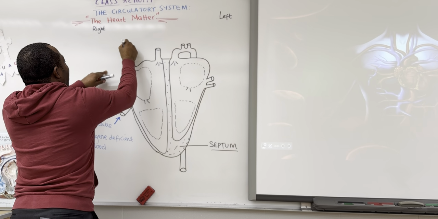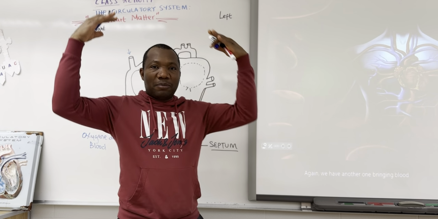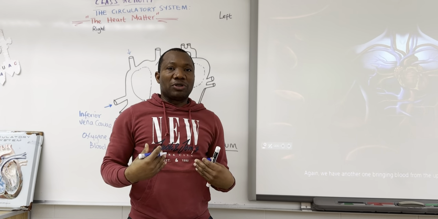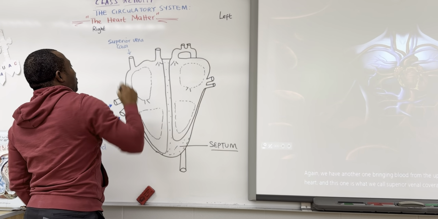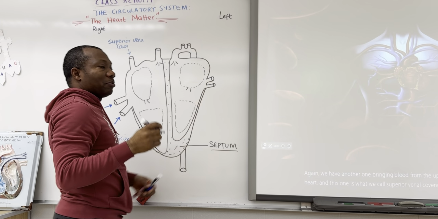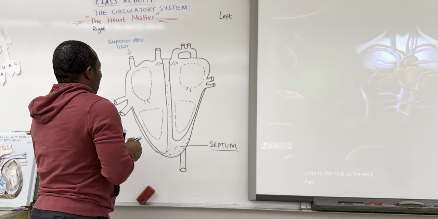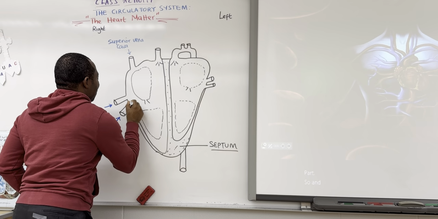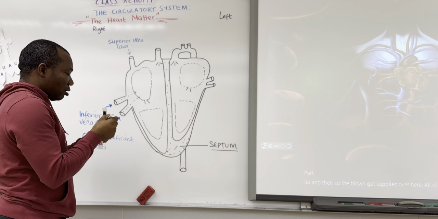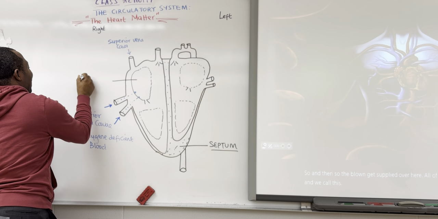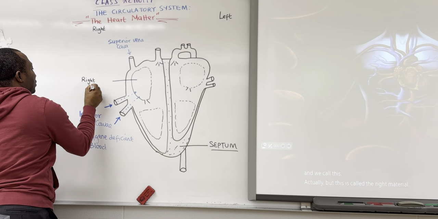Again, we have another one bringing blood from the upper part of the body to the heart. And this one is what we call superior vena cava. So this one is bringing the blood from the upper part of the body, from the head region, through the neck, back to the heart. So the blood is getting supplied over here. All of this rushing to this chamber. And we call this atrium. But this is called the right atrium.